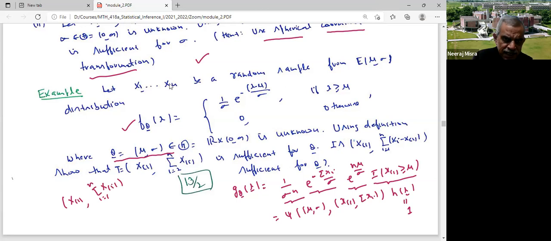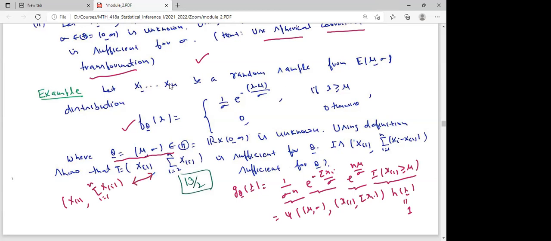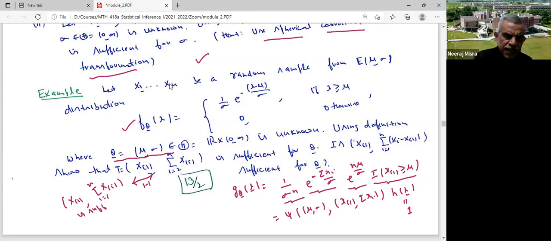But this quantity and this quantity are one-to-one functions. Why? Because if you know this, you can get this. How? Because the first coordinate is same. The second coordinate here is from i is equal to 2 to n. So from here, second one, you subtract the first one, you get i is equal to 2 to n. So you can get this from this.